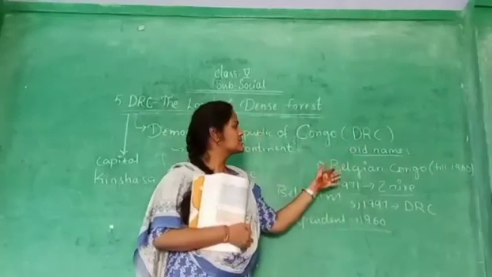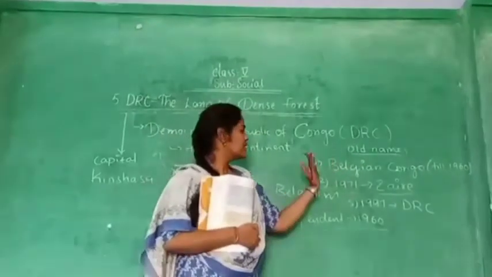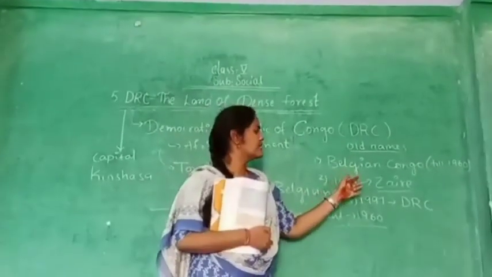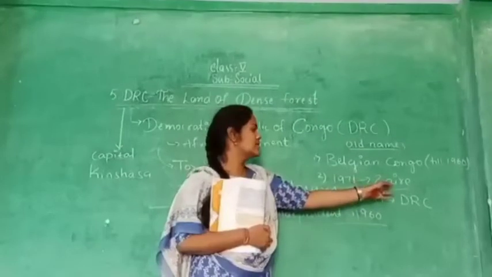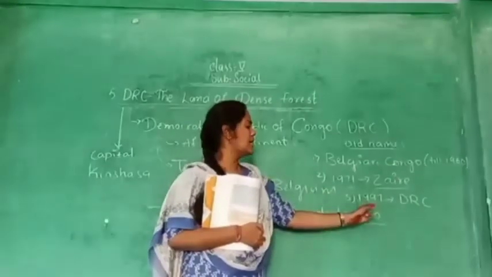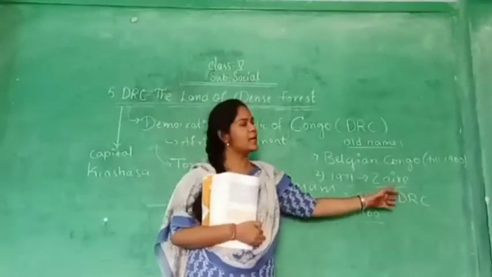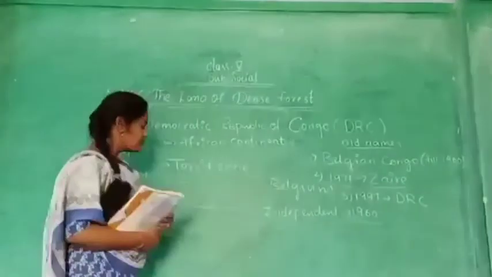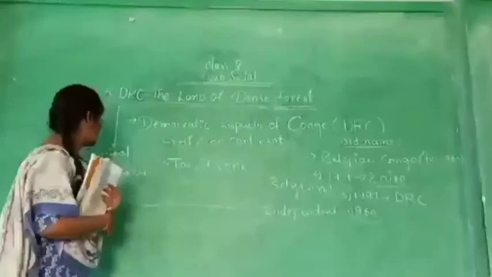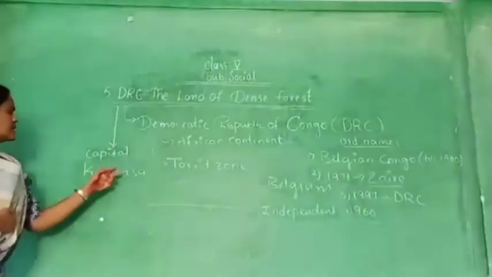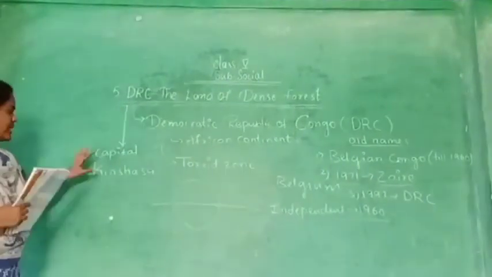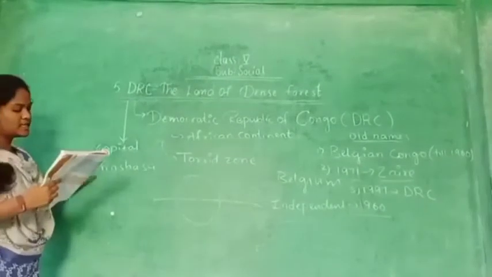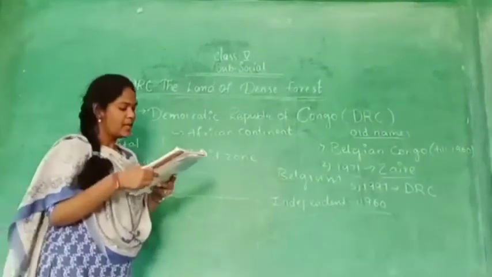Okay, in 1960 it became independent, and they changed their country name in 1971 to Zaire. Again in 1997 they changed the country name to DRC, nothing but Democratic Republic of Congo. Okay, and what is its capital? The capital of DRC is Kinshasa. So here, the relief is given.